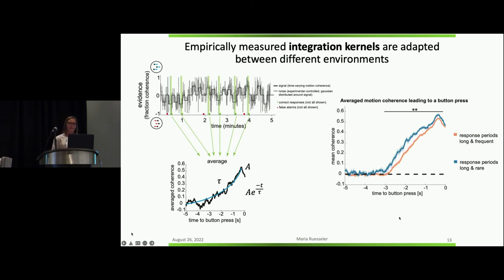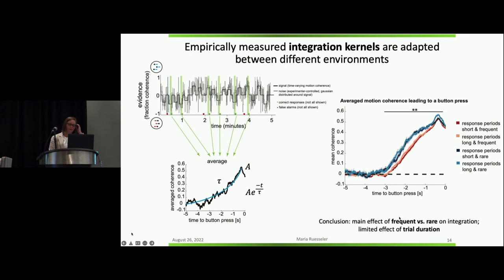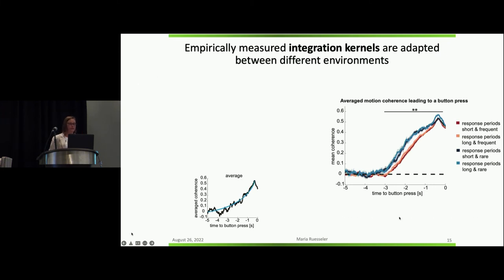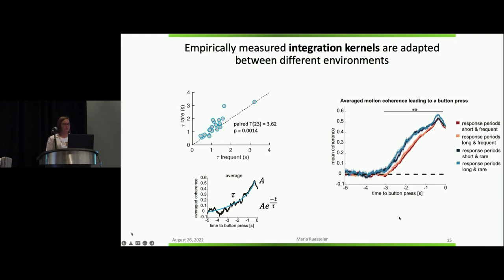And as you can see here, if you look at the blue line, which is for rare conditions, you need more evidence for them and you integrate slightly further back in time than you do for the frequent ones, which is the orange line. So now we can quantify that by fitting our exponential function to these evidence integration kernels. And here are the results, looking at the estimated taus for each participant.